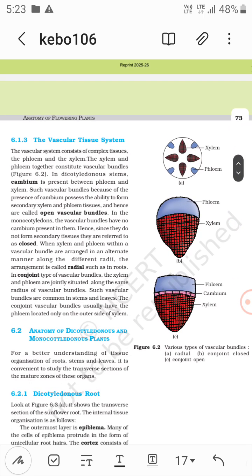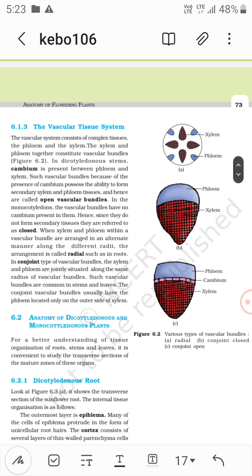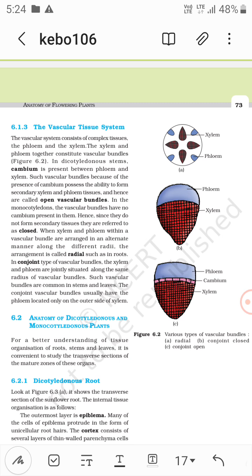Now the vascular tissue system. The vascular tissue system consists of complex tissues, that is phloem and xylem. In dicot stem, cambium is present between phloem and xylem. Because this cambium is present, they possess the ability to form secondary xylem and phloem tissues, and hence they are open vascular bundles.